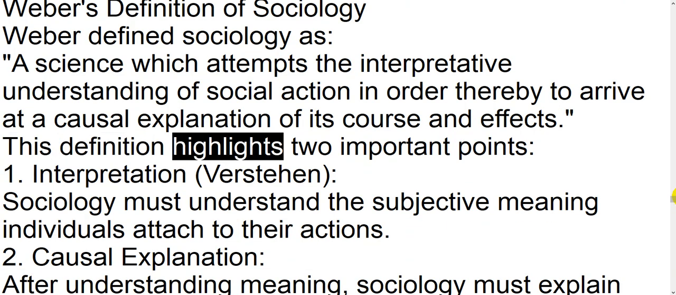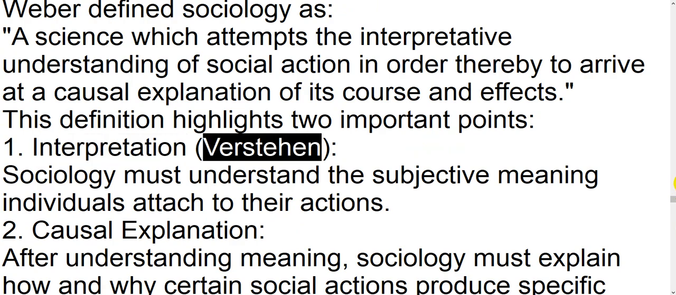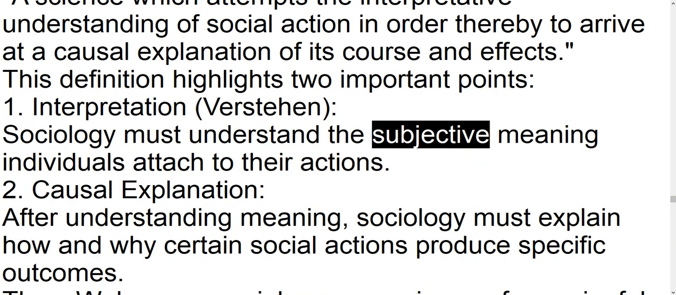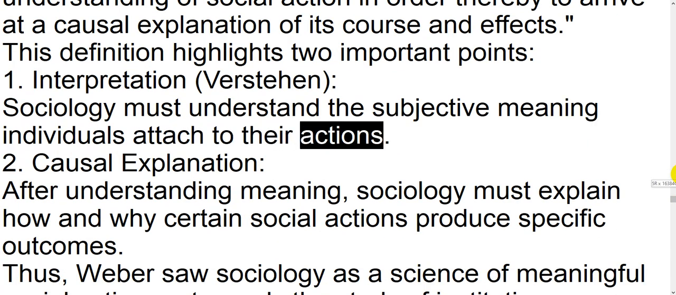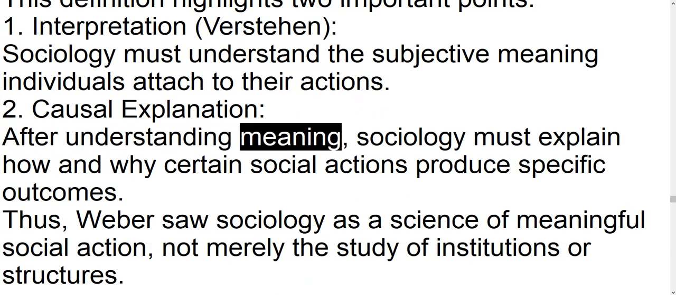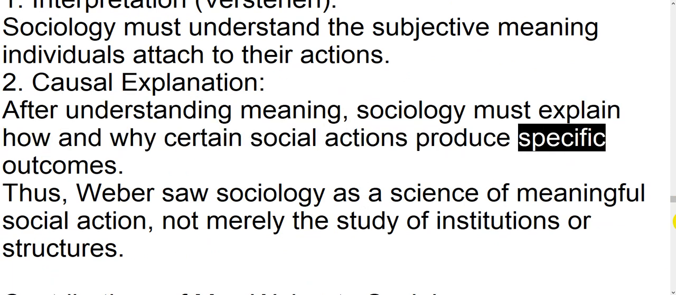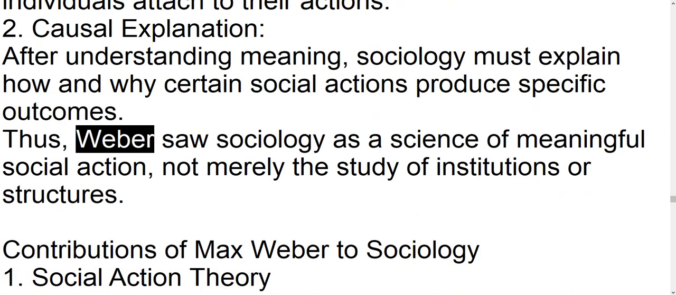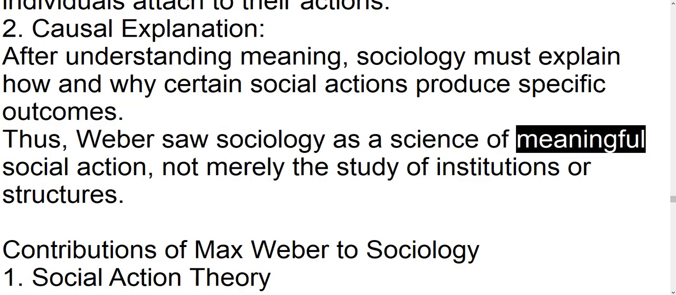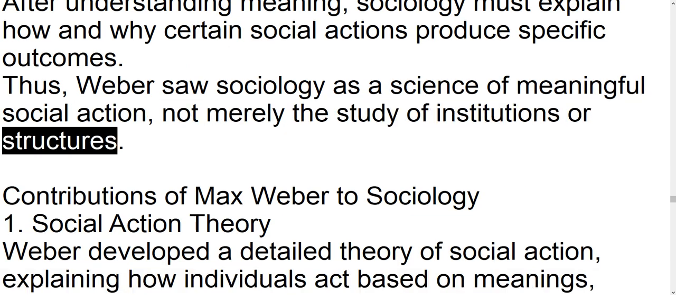This definition highlights two important points. 1. Interpretation, Verstehen. Sociology must understand the subjective meaning individuals attach to their actions. 2. Causal explanation. After understanding meaning, sociology must explain how and why certain social actions produce specific outcomes. Thus, Weber saw sociology as a science of meaningful social action, not merely the study of institutions or structures.